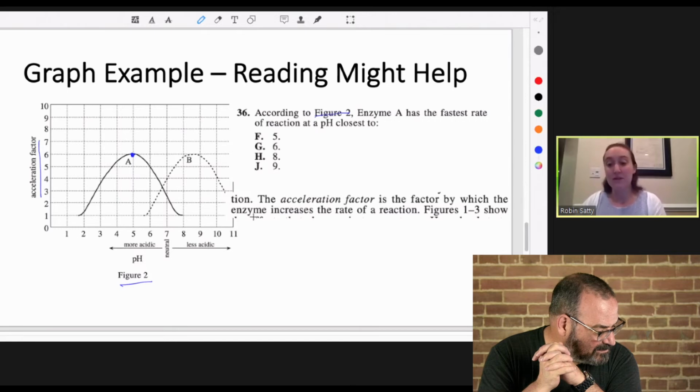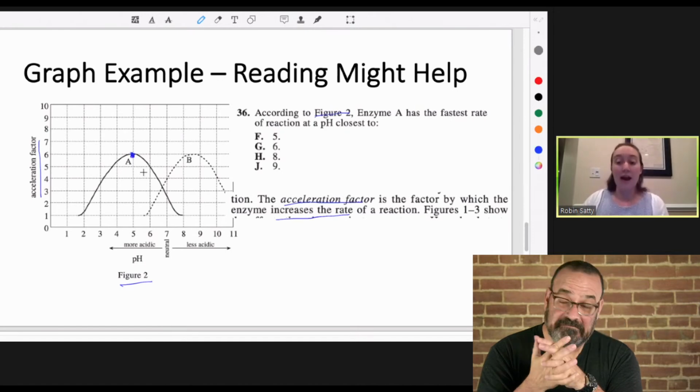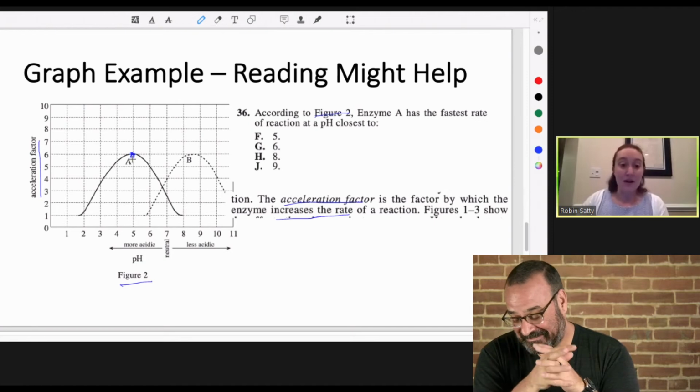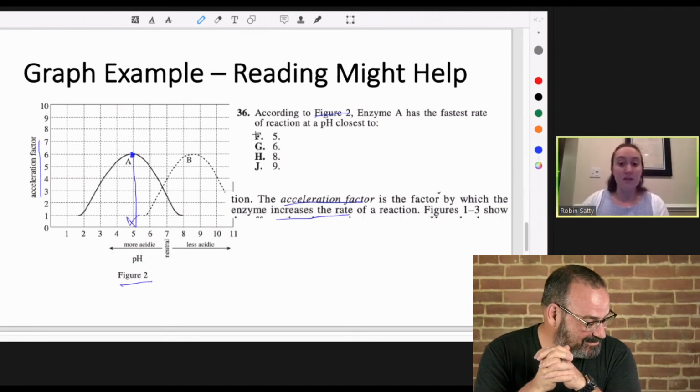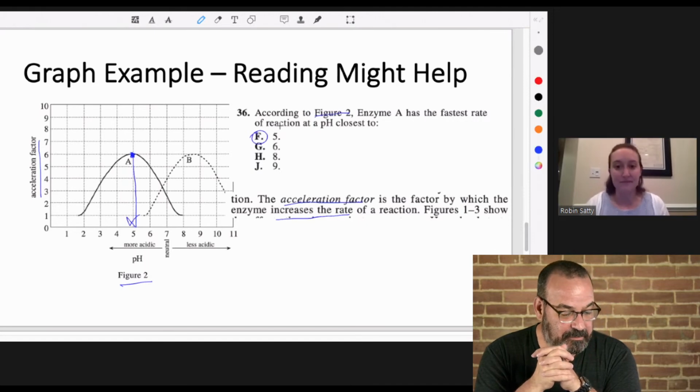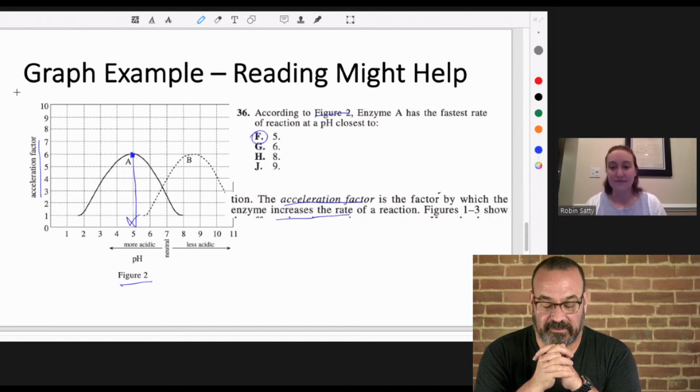I've reproduced the part of the passage that would be helpful, and it defines acceleration factor as the factor by which the enzyme increases the rate of a reaction. It means exactly what you think it does. So in fact, our fastest rate is going to be the greatest acceleration factor. And Phil was right in the first place, and I am more confident in my answer. And it turns out it's as simple as that. Your answer is 5.